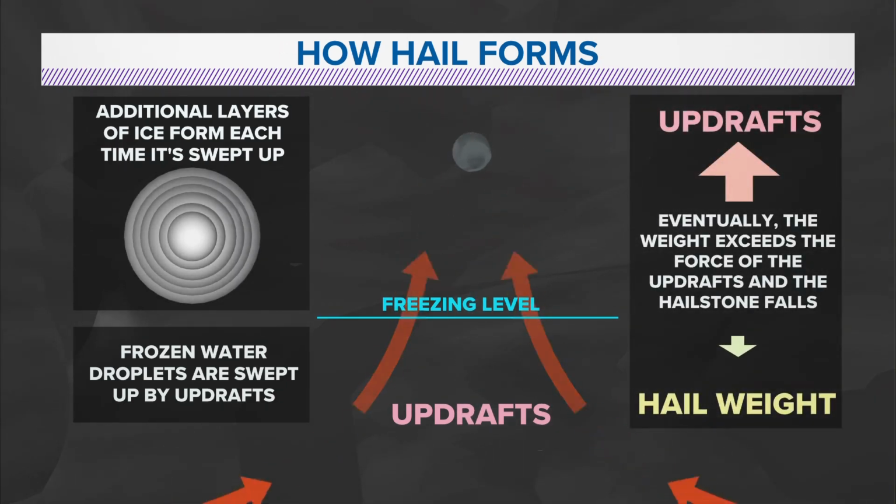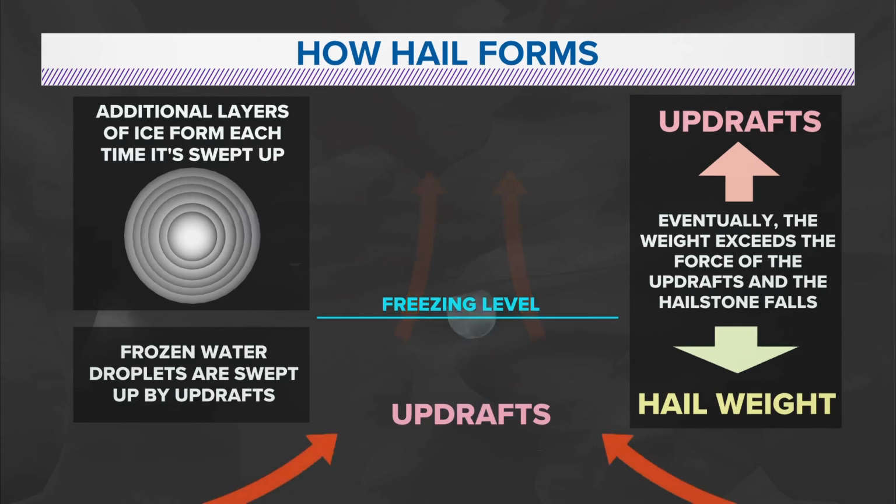And eventually it's going to get too big and too heavy for that updraft to hold it. So once it gets to that point where the updraft is not strong enough to hold that hailstone, it falls out of the cloud, and that's when we're able to measure it.